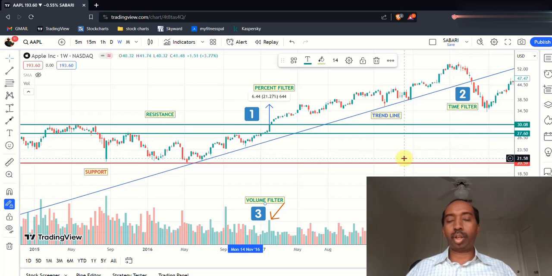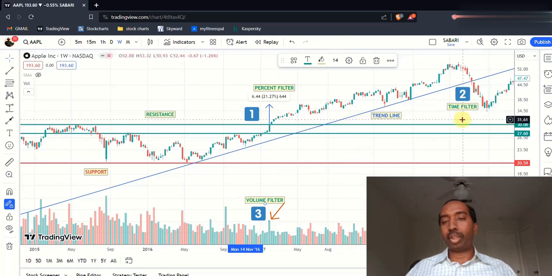First option to confirm the breakout is the percent filter. Here the price breaks the resistance zone, the extreme end of the resistance zone, but we will confirm this breakout as a breakout only if it crosses a specific percentage. It need not be 21%, whatever the arbitrary percentage we have, we'll consider the price breakout only if it crosses the specific percentage. Right? Here I just had 21%, it can be anything.